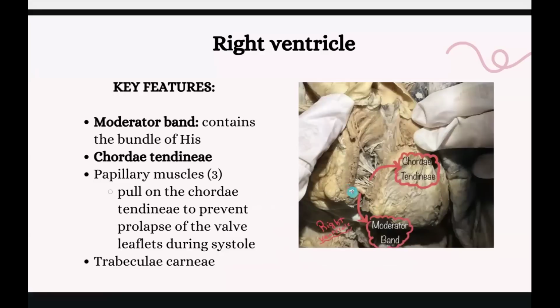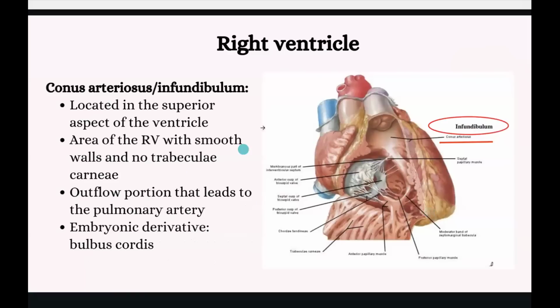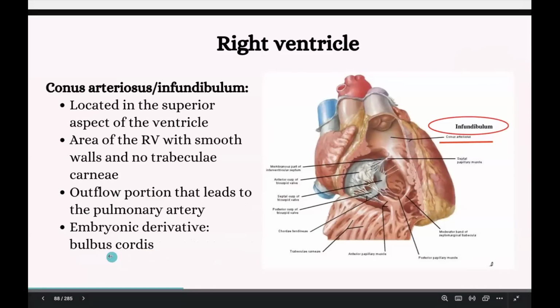Next, again, you have just a cadaver picture of the moderator band. You have chordae tendineae. These are very easy to identify because, as I said, they just look like a bunch of cords. And then in the right ventricle, you also have something called the infundibulum or the conus arteriosus. Basically, this is the smooth part that has the outflow part of the pulmonary artery. So this is where it's going to exit and the blood is going to be pumped out from this area, and it's called the infundibulum. And it's derived from the bulbus cordis in embryonic life.